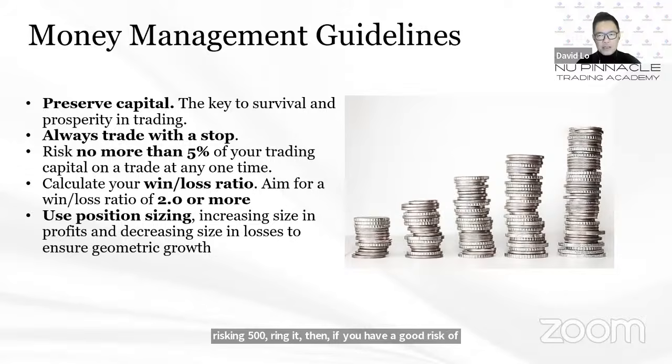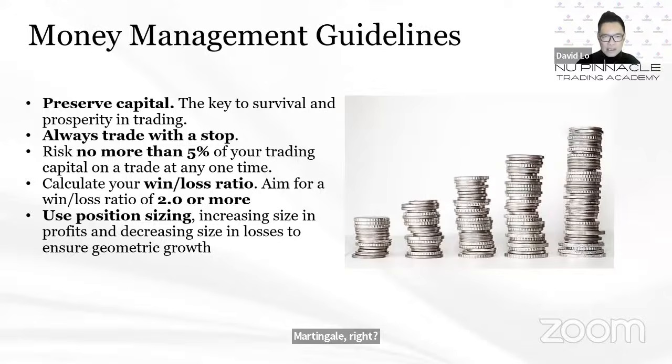And use position sizing, which I'll cover in the next few slides. Increase your size when you have profits. That means as your equity or balance increases, you increase your size, and decrease your size if your losses have made your balance lower. This is a very important rule. There's a name for it, it's called anti-martingale. There's the other one which is very famous and a lot of people use it.